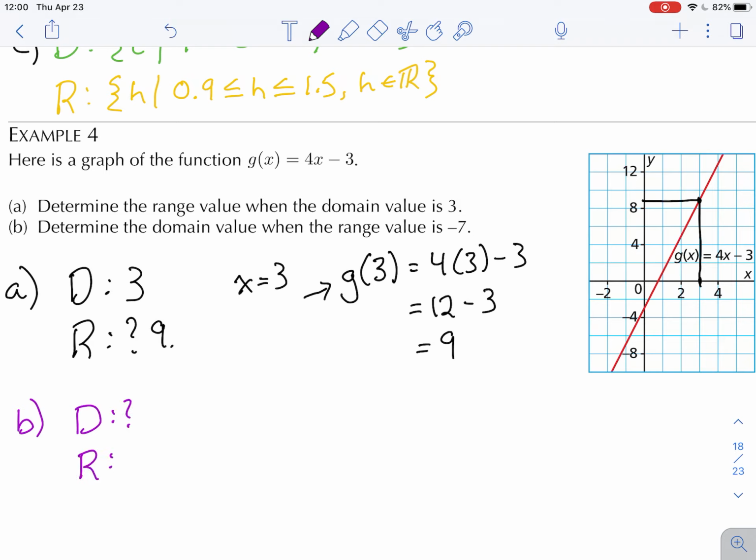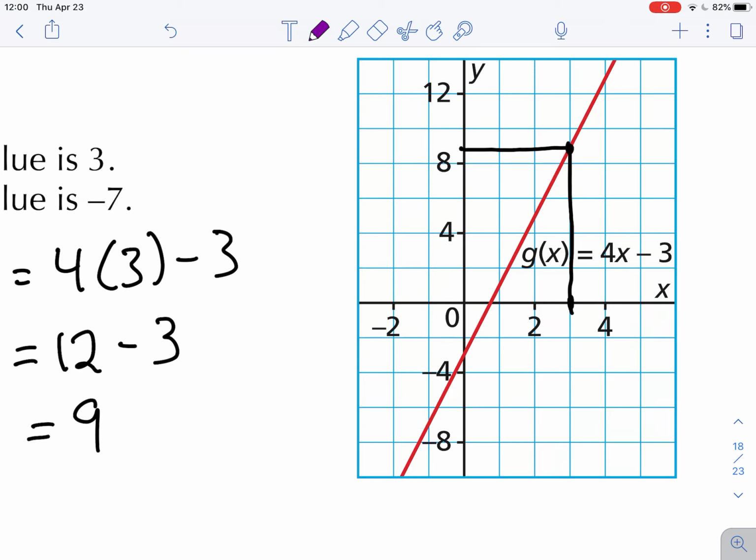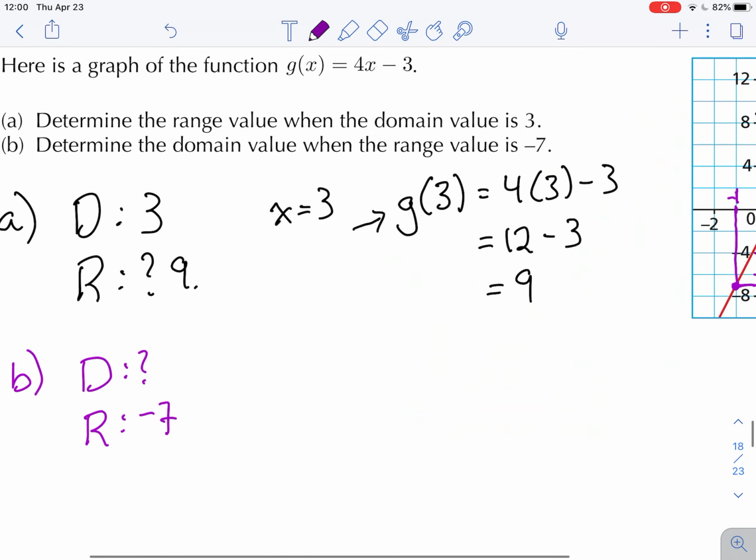Let's take a look at letter B. In this case, we don't know our domain value. We know that our range value is minus 7. So we're going to go into the graph. We're going to go to minus 7. So this is minus 4. This will be minus 6. Right here will be minus 7. We go across. It meets the graph right there, minus 7. We look down, and that'll be minus 1. So when our range value is minus 7, our domain value is minus 1.